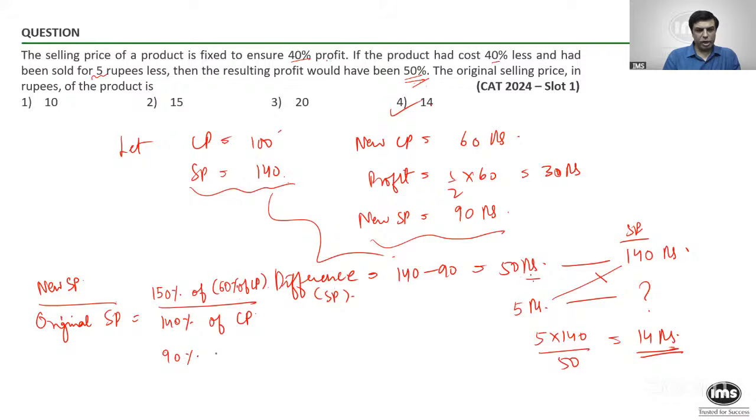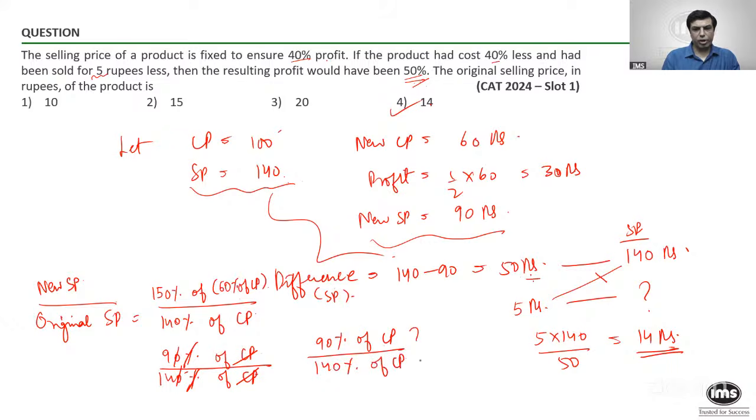So what is the ratio of the selling price? New selling price upon original selling price is 9 upon 14. Let's not cut the cost price in this case because none of the selling prices are known. So what is the ratio? It's 90% of the cost price upon 140% of the cost price, right?